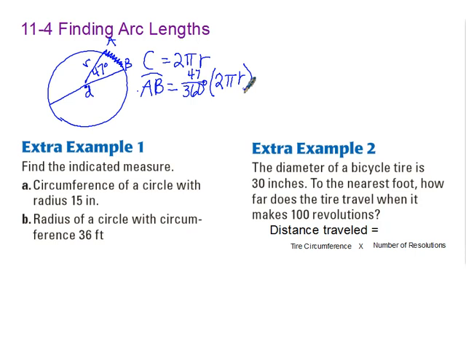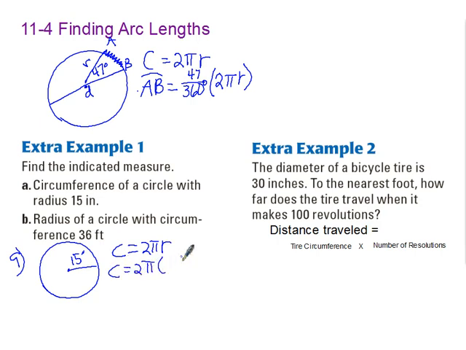Our first example is find the indicated measure of A, the circumference of a circle with a radius of 15. So we have a circle. We have a radius of 15 inches, and it says to find the circumference. C equals 2 pi r. So on A we have C equals 2 pi times the radius, which is 15, and the circumference is 2 times 15, or 30 pi.